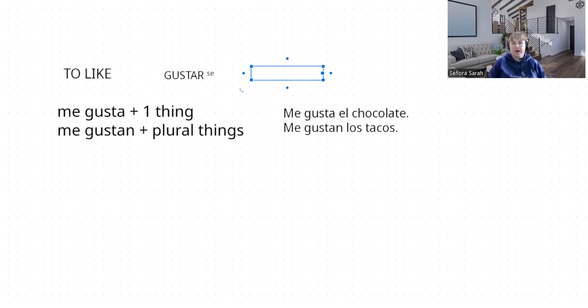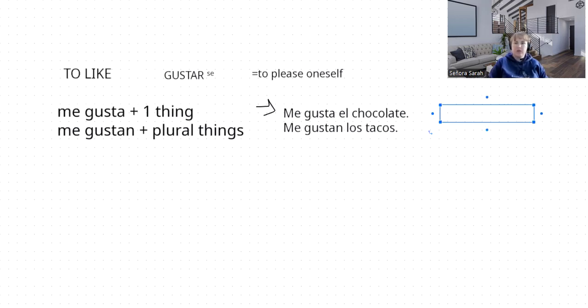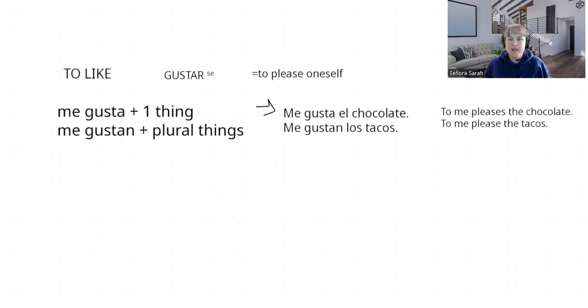I know, we're getting really grammar-y here. So when you say, me gusta el chocolate, right here, you're not really saying, I like chocolate. What you're really saying is, to me pleases the chocolate. Same thing with the tacos. You're actually saying, to me please the tacos. Okay, so that's our first thing. So this is why the word order is a little bit strange. This is why you don't actually see yo in these sentences. Yo is the Spanish word for I. You are not going to use yo in these words.